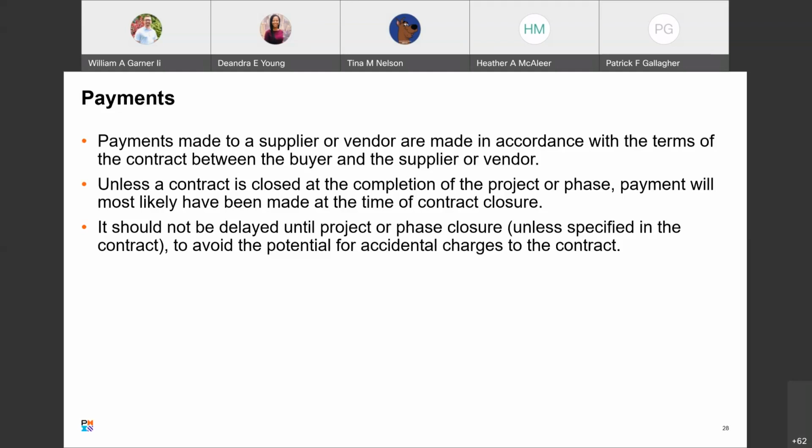Payments are made in accordance with the terms of the contract between the buyer and seller. So get the work done, get an invoice, get it paid, and you want to avoid any accidental charges to the contract. So that's kind of the big takeaway here.